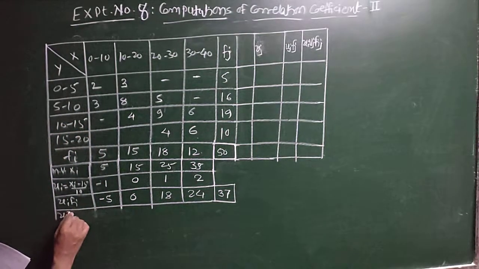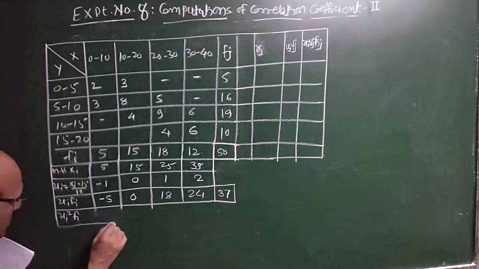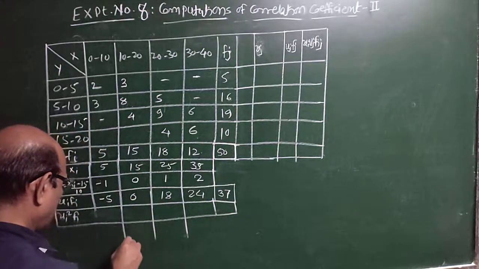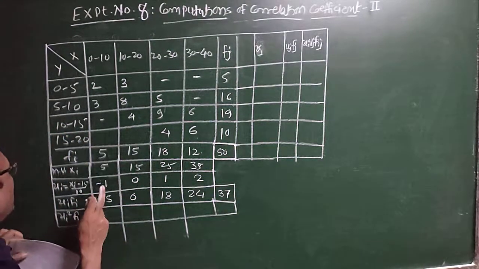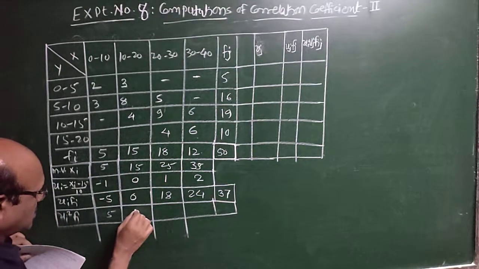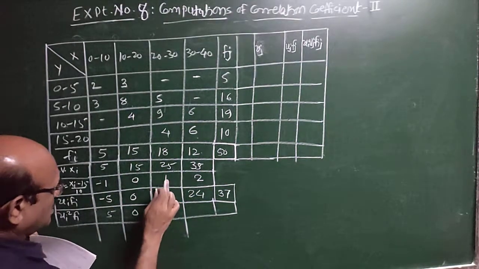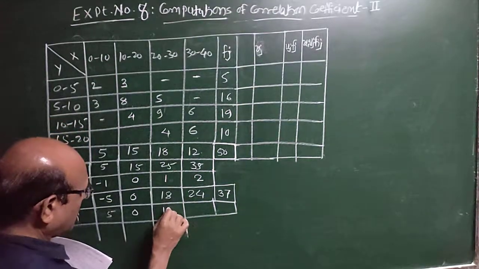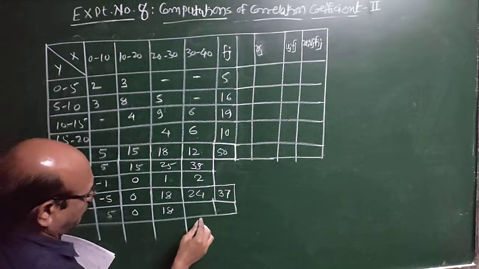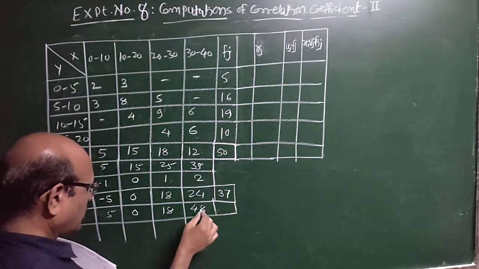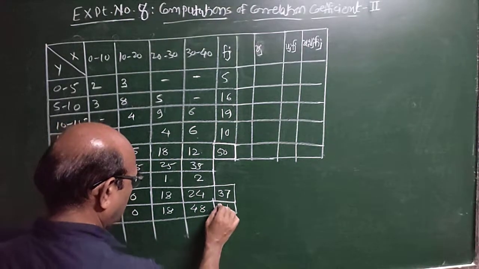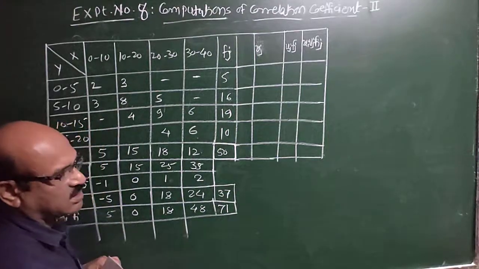Now ui square fi you can obtain. ui square fi means minus 1 square is plus 1, into 5 is 5. This is 0. This is 1 into 18, which is 18. And 2 square is 4 into 12, that is 48. So the addition will be 71. So these are the things.